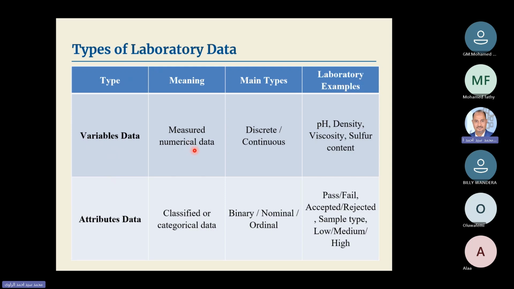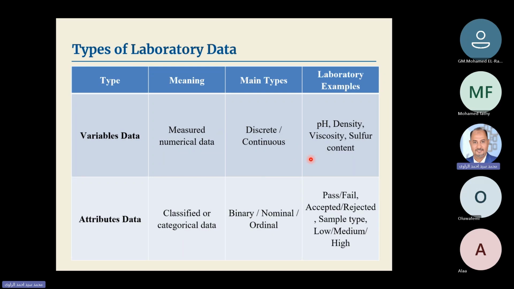They are measured numerical data. They can be discrete numbers or continuous numbers, as in pH results, density results, viscosity, sulfur content results. They are all variables data. They are quantitative data. We can give them a magnitude, a discrete value or a continuous value.